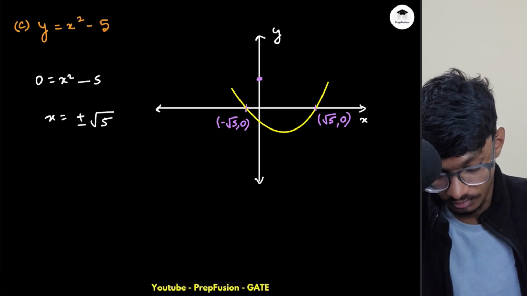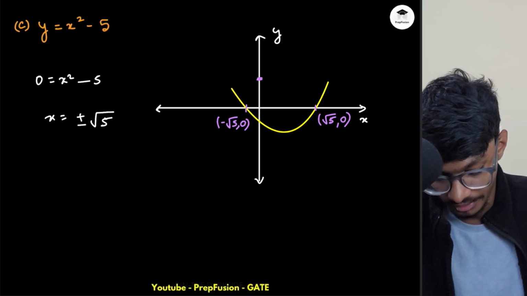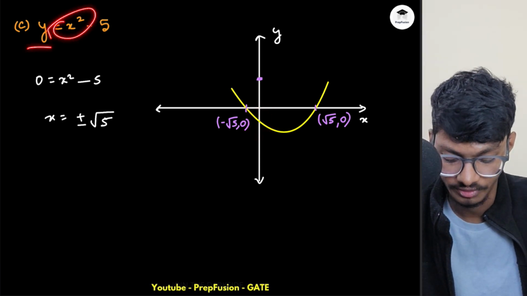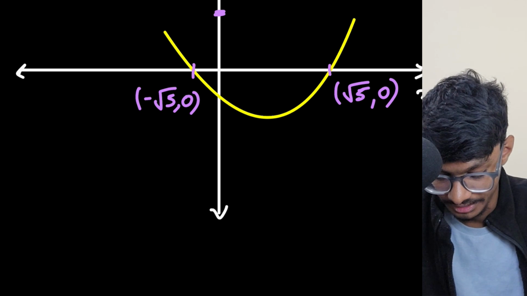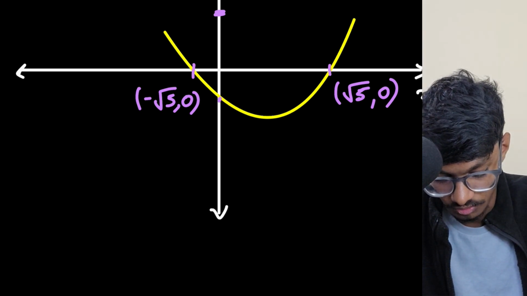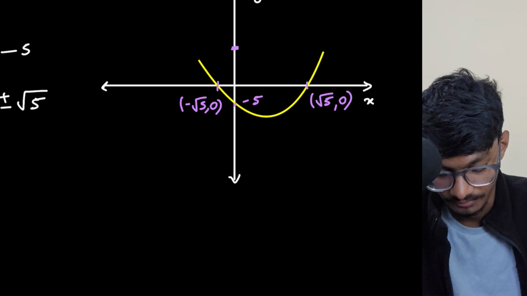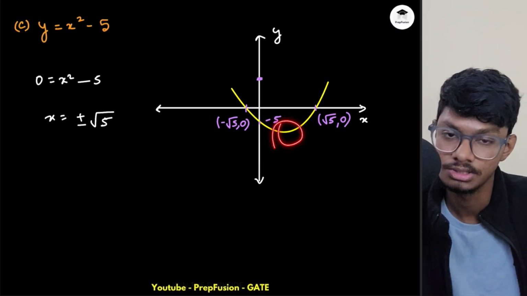Now what is the y intercept? For the y intercept, my x has to be 0. If I put x equals 0, y equals simply minus 5. So my y intercept is up here, which is equal to minus 5, which will be more down, but that's fine. But this time my minima is somewhere else.